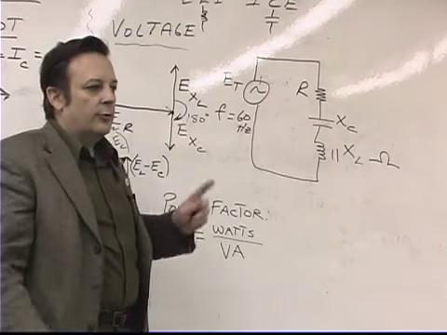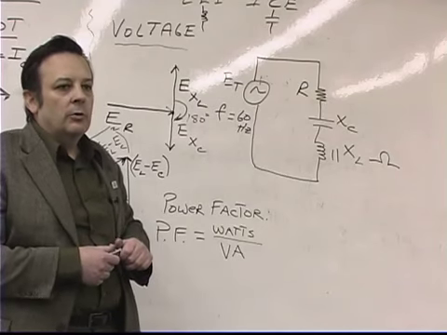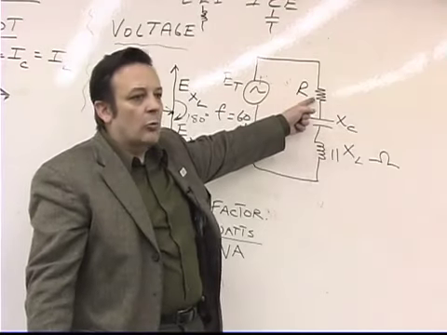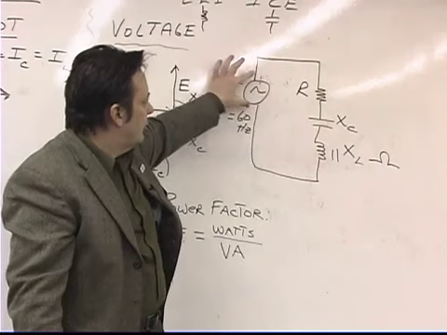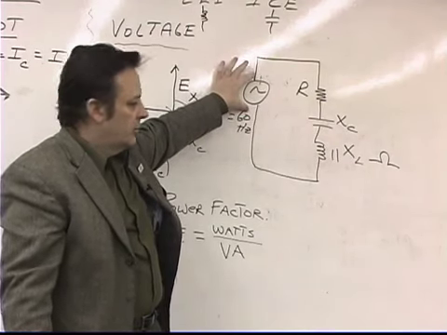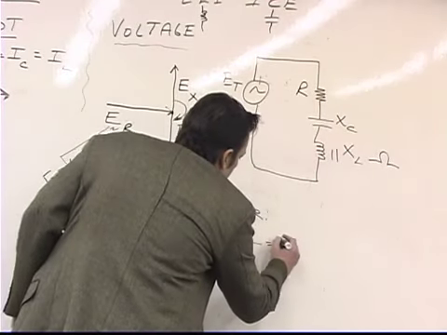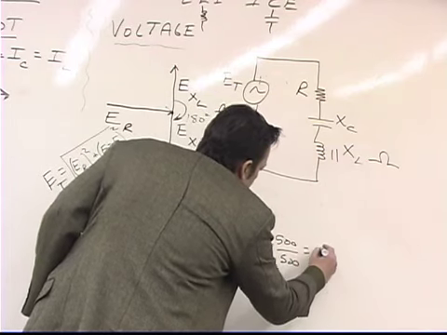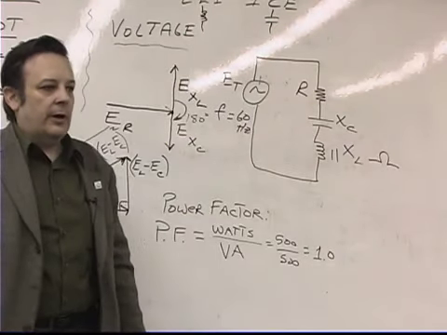So let's imagine for a moment that our watts were equal to our volt amperes. In other words, let's just say that we measured 500 watts being absorbed here, and we measured 500 volt amperes being delivered by the source. Then our power factor would be equal to 500 over 500, which is equal to 1. So that's what we call a unity power factor.